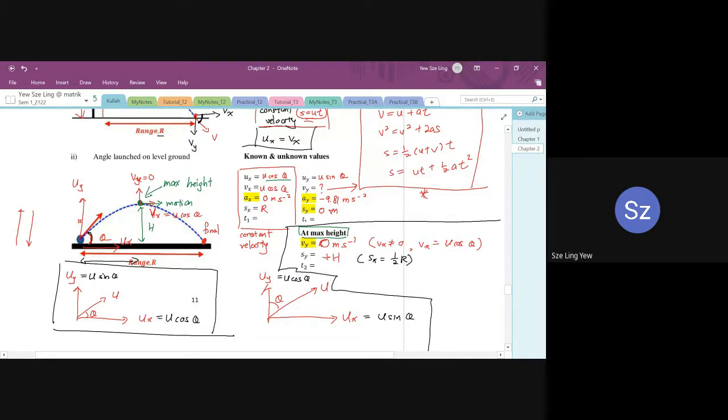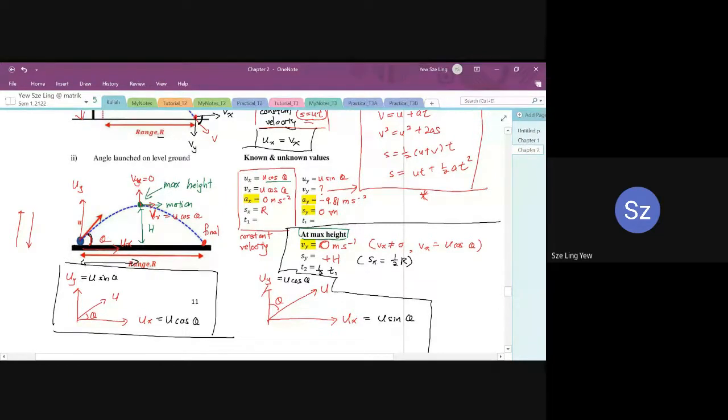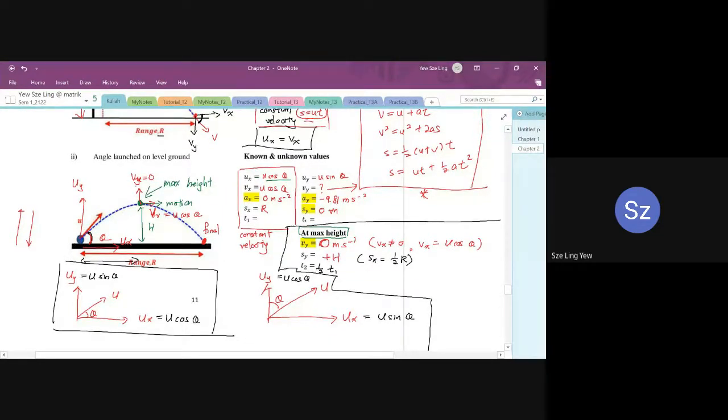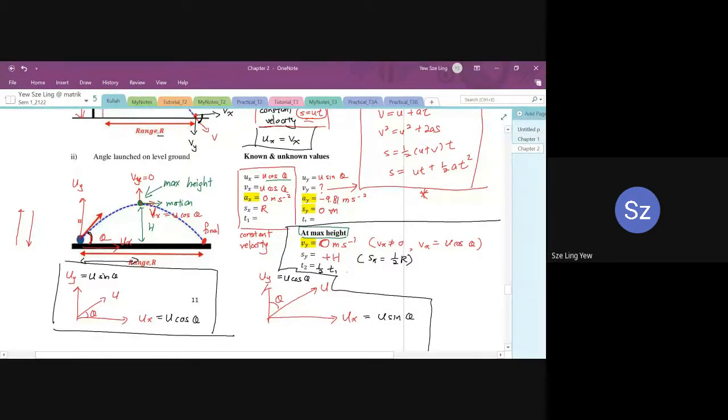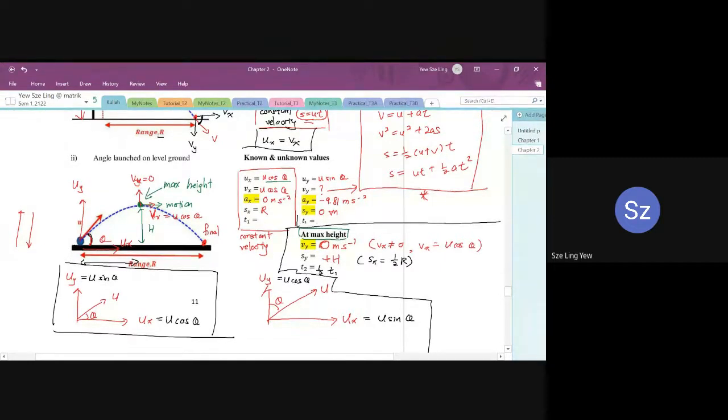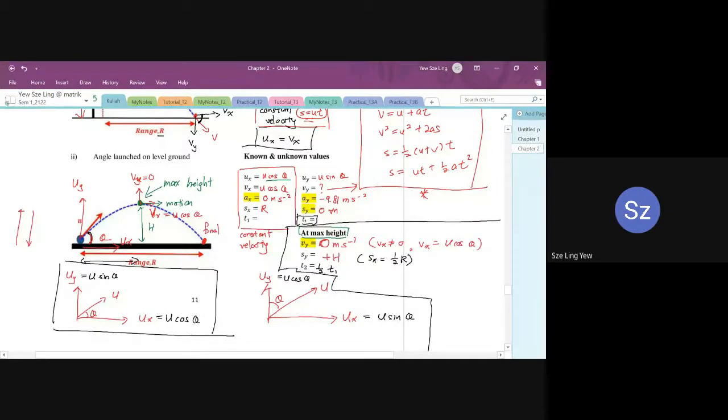And then your time taken is half of T1. T1 is the time taken until it reaches your final position. T2 is the time taken until it reaches maximum height. So it takes half of the time to reach the maximum height. T1 is the time taken to go back to the ground. T2 equals half T1, which is the time taken to reach maximum height. So these are some of the important information that you need to write down.